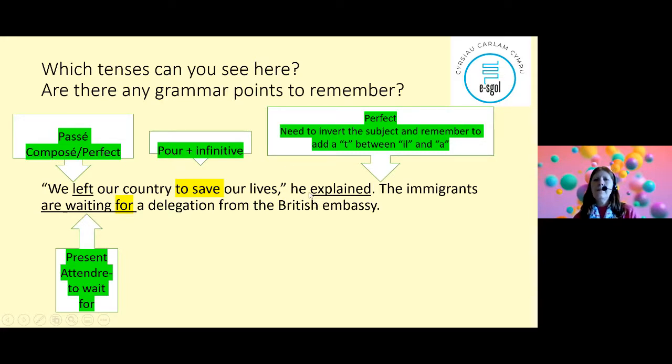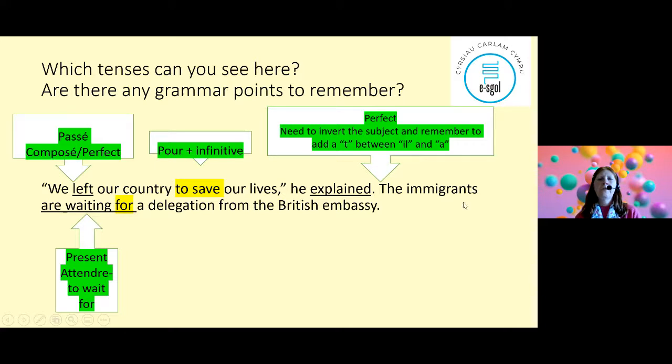And then I've underlined explained. Again, passé composé or perfect. But what we need to remember here is because we have speech and we're using the third person singular with il, we're going to invert, so turn around the subject, and then we need to remember to add a T between the il and the a. So it would be a-t-il expliqué.